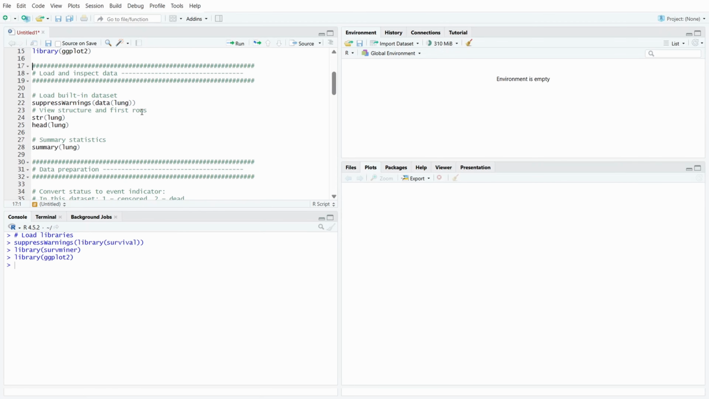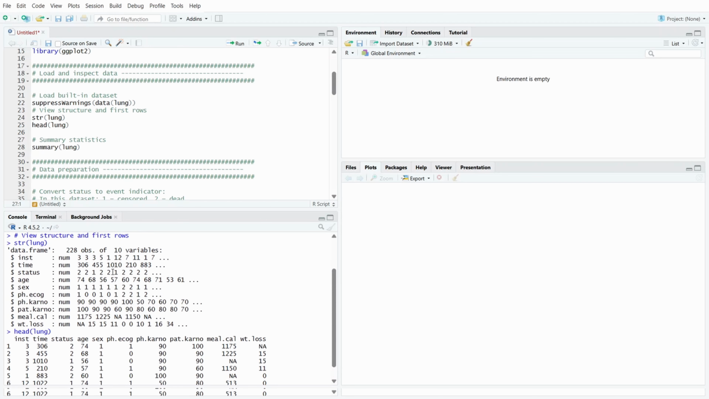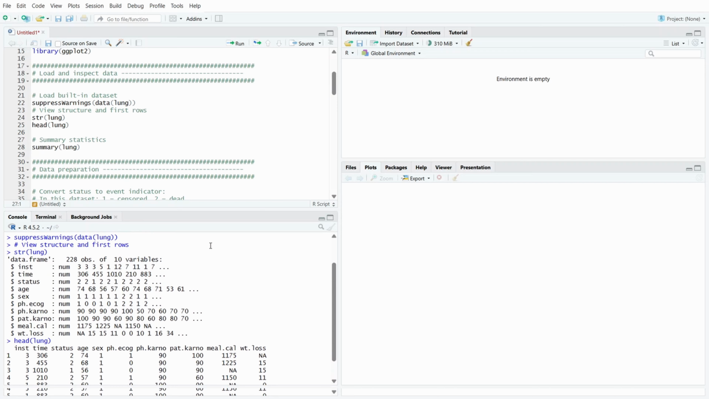Next, we load the dataset. This is a built-in dataset containing clinical data from lung cancer patients. To understand what we're working with, we inspect the structure of the data, look at the first few rows, and generate summary statistics. This step is important in any analysis as it helps us understand variable types, ranges, and any potential data quality issues.